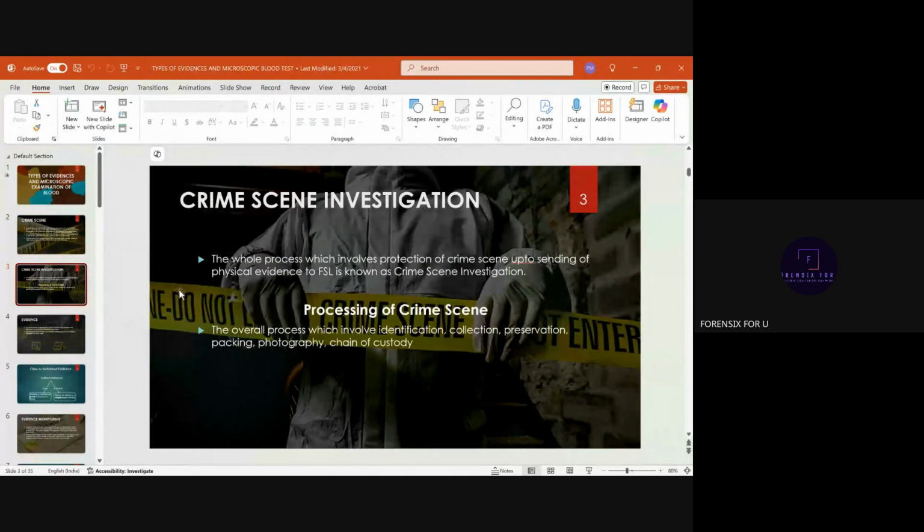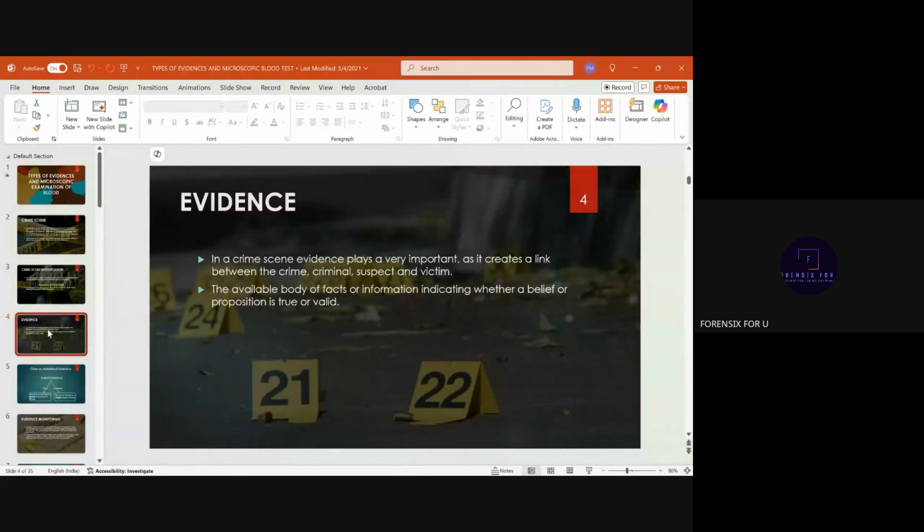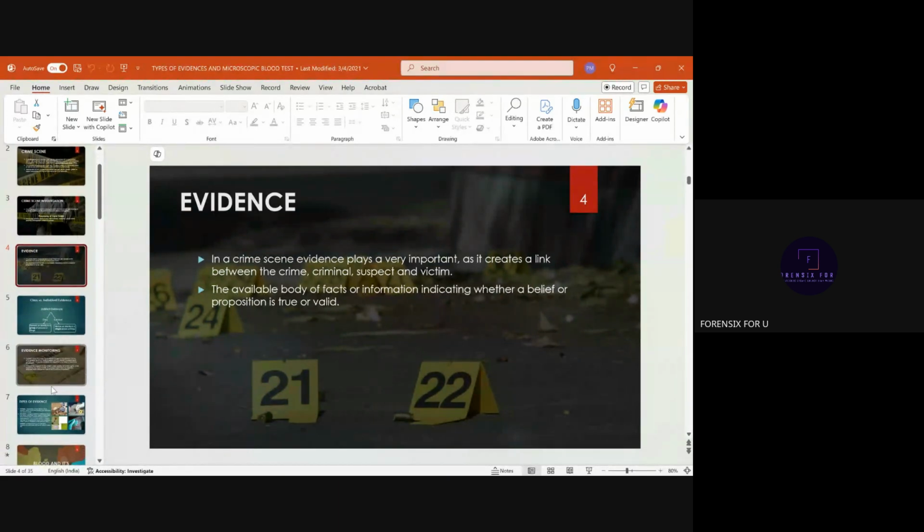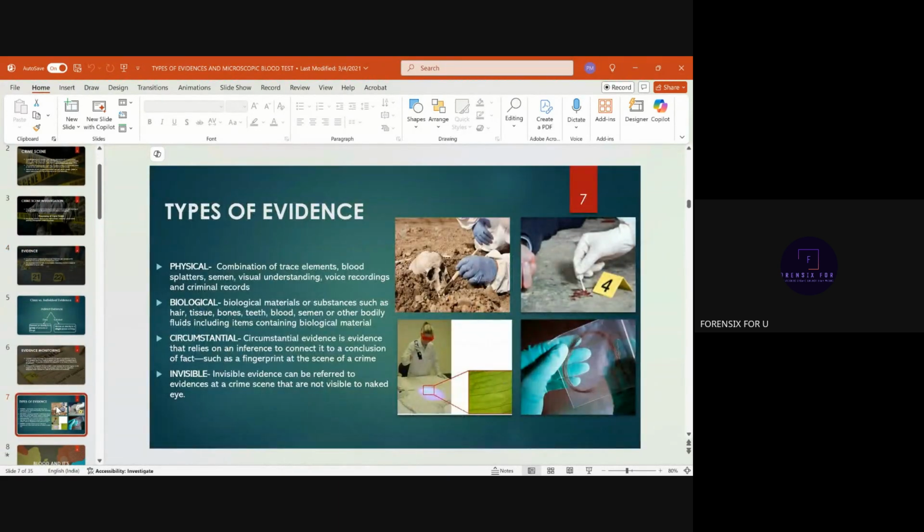Right? So evidence plays a very important role. Evidence is very important; it is helpful in linking the criminals with the crime and ultimately helping in their conviction. So there are four types of evidences. Physical evidence is the combination of trace elements, blood spatters, visual understanding, voice recording, criminal records; anything that is tangible, that can be felt or seen, falls under the category of physical evidence.